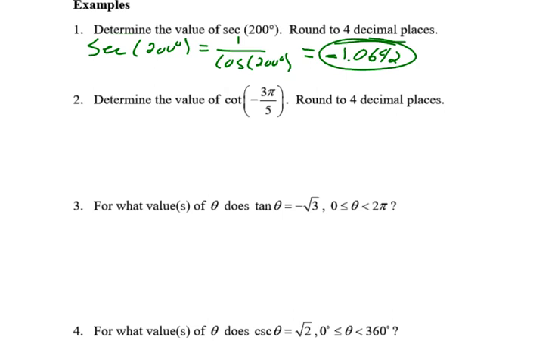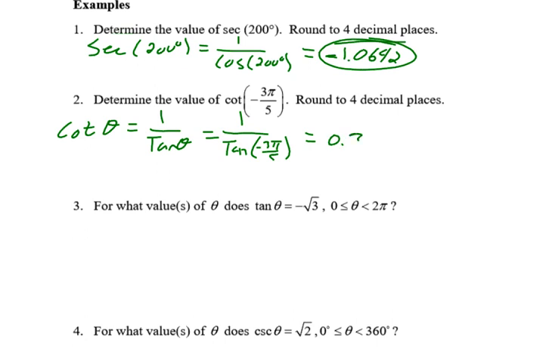Determine the value of cotangent negative 3 pi over 5, round to 4 decimal places. All right, so what I'm going to do, you guys probably could just type into your calculator cotangent of this. We could have done that for the first one too. But if not, the other way of writing it, cotangent theta is equal to 1 over tan theta, right? So you can just type it in that way too, 1 over tan negative 3 pi over 5, and you should end up with 0.3249.